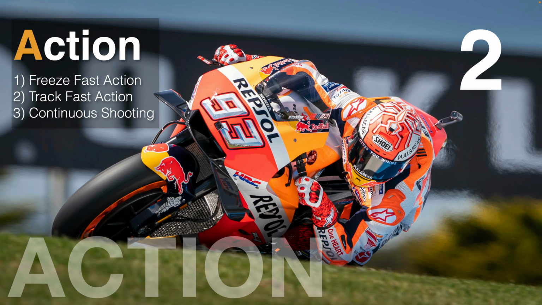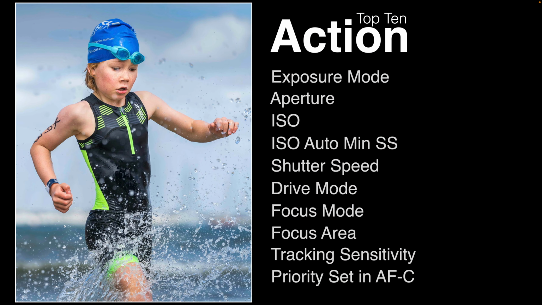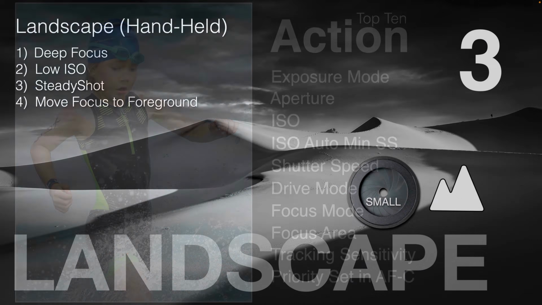Now there will be instances where we want to use slower shutter speeds to create movement blur, but I always start with the very fast shutter speeds to freeze fast action, such as this shot of this motorcycle Grand Prix here. This is Marc Marquez, former world champion. Now again, there's going to be at least 10 settings that I will prioritize, and I won't bother going through those again. They're a similar 10 to what we use for portraiture, but obviously using different settings for at least half of those settings there.